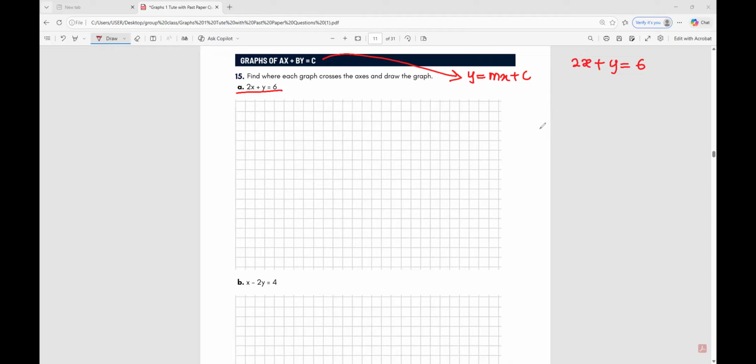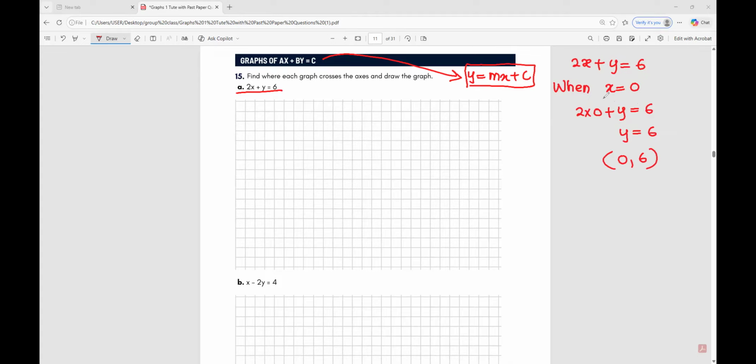We can't write what is y-intercept at once because it is not in this form. We don't rearrange it. But I told you at y-intercept, x-coordinate is always 0. In any straight line, at y-intercept, x-coordinate is 0. So we are using that point here. When x is equal to 0, what is the y-coordinate? 2 times 0 plus y equals 6. So y is equal to 6. This is one point. 0, 6, y-intercept.